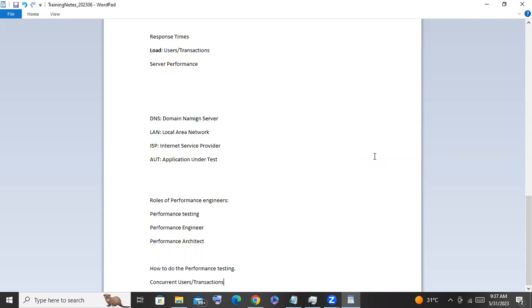Now, why would I have to use the tools? Because we do not have that many users who can click the same API at the same time. Oh, why not? Come on, guys. India has around 2 billion people. We have so many users.